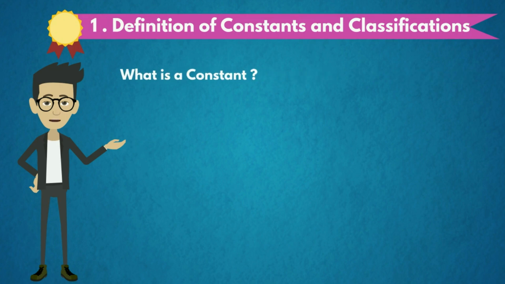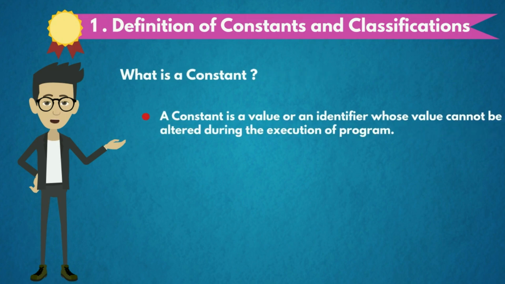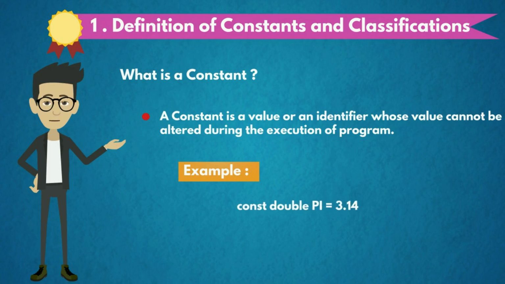Now, what is a constant? A constant is a value or an identifier whose value cannot be altered or changed during the execution of the program. For example, const double pi is equal to 3.14. Here pi is a constant value which is taken as an example. We should know what an identifier is. An identifier is the name for the entities in a program, as we have discussed about identifiers in our previous slides.